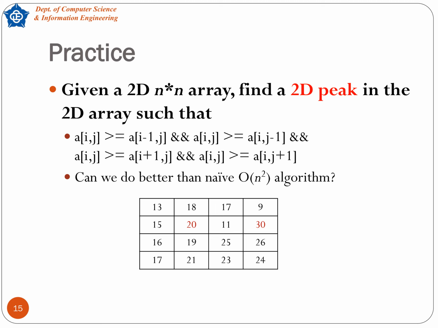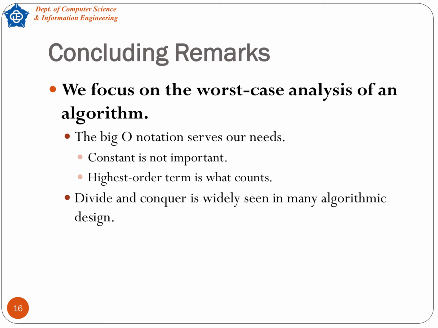Take a look at this sample 4x4 grid. You'll notice that 20 and 30 both qualify as local peaks. The real question is, how fast can we find just one peak without examining every single cell? Let's dive in.